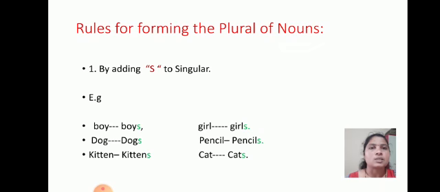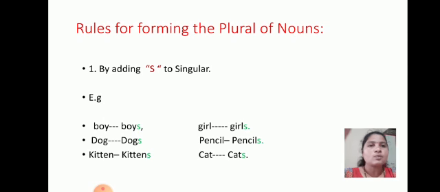Now see some examples. Boy, dog, kitten, girl, pencil, cat. All these words are nouns but in singular form. Boy means one boy. Dog means one dog. Kitten means one kitten. Girl means one girl. Pencil means one pencil. Cat means one cat.